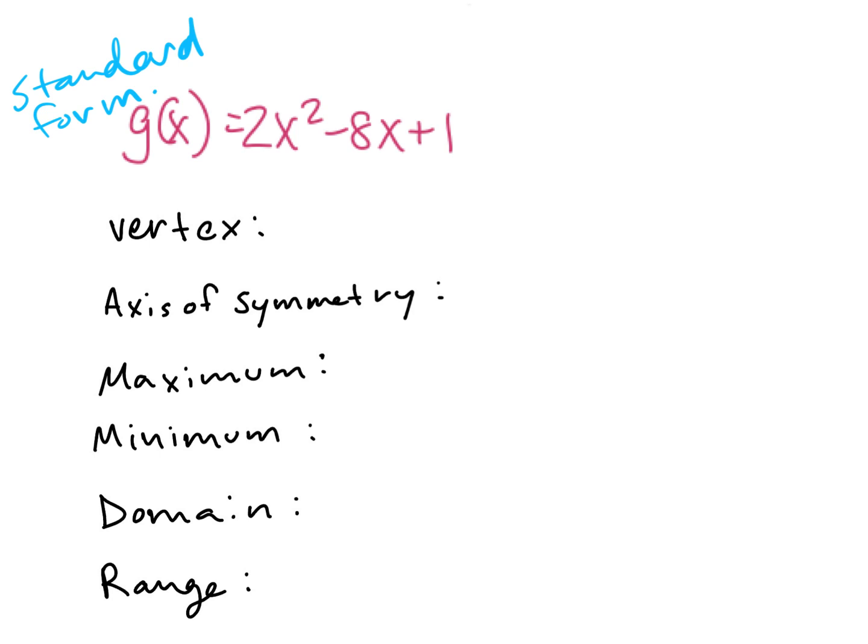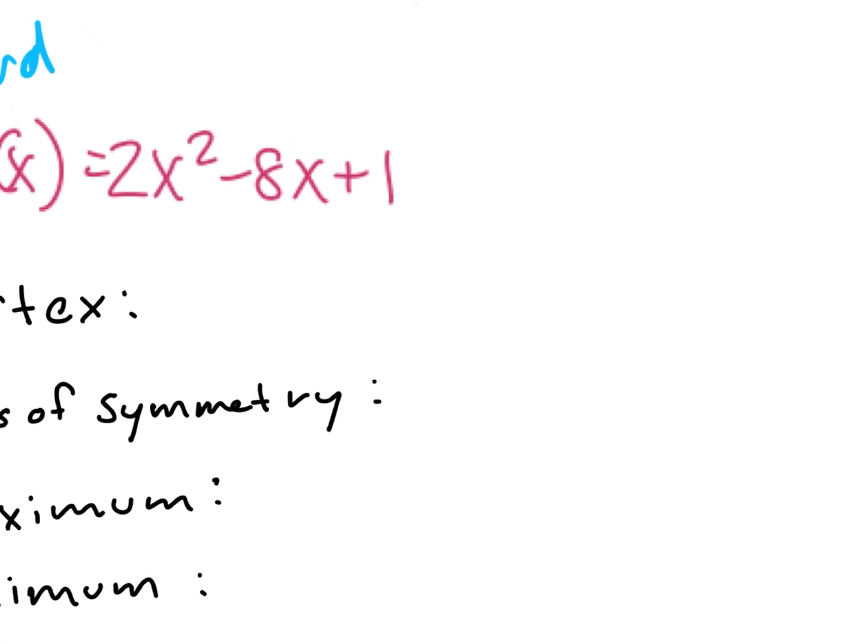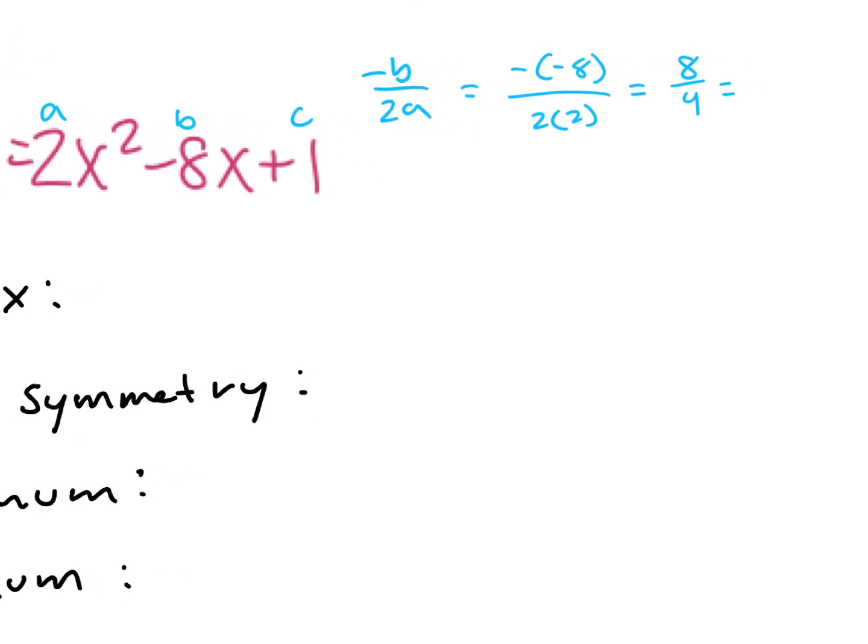What's the formula? -b over 2a. What's our a? 2. What's our b? -8 and c? 1. So let's plug in. We have -8 over 2 times 2. So it turns to +8 over 4. Andrew, what's 8 over 4? 2.